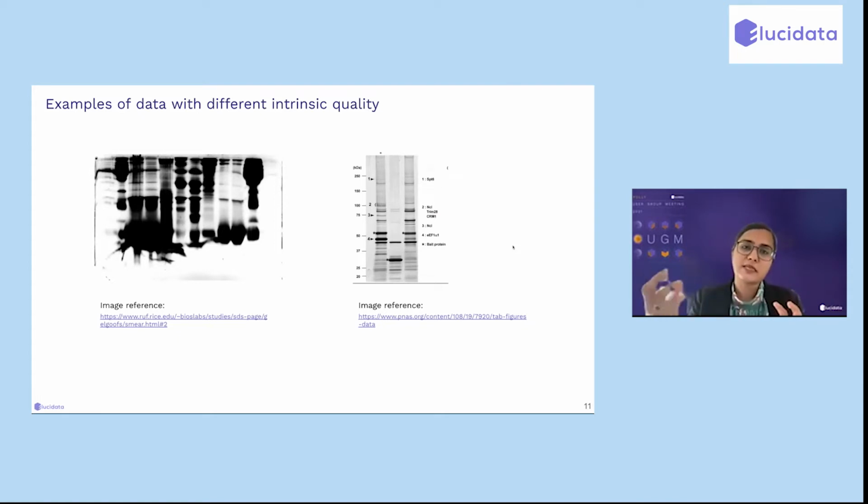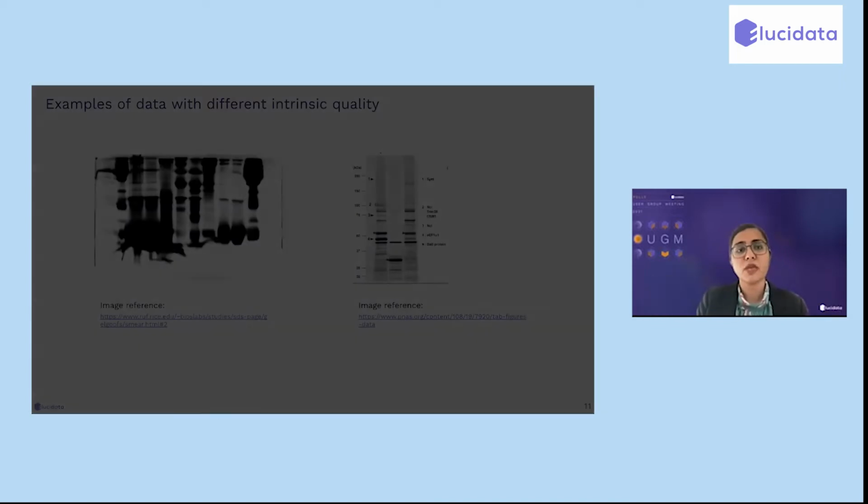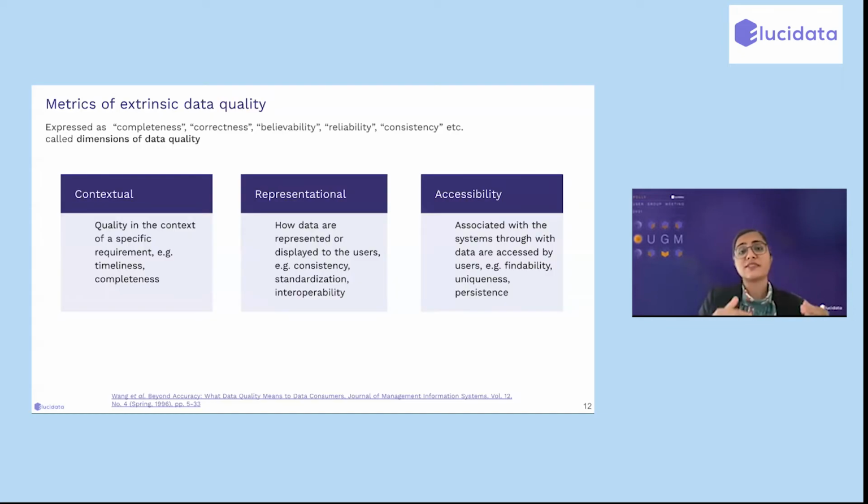But we often see this in subtle ways in data that we are working with. And this is something that we need to think about when we are worrying about data-centric approaches or improving the quality of our data later on. Now coming to extrinsic data quality, which is not inherent to the data itself, but it's related to how data are stored, managed, and accessed by different users.